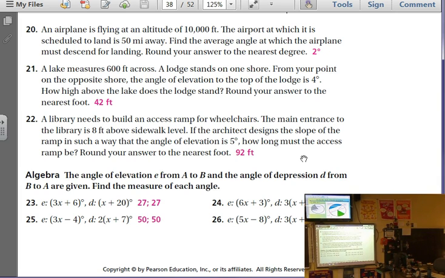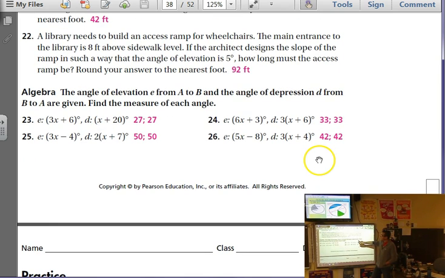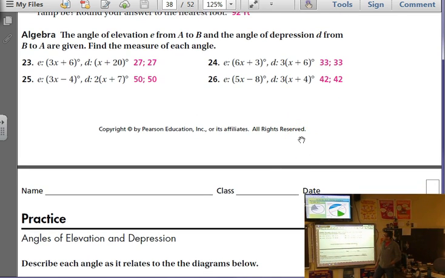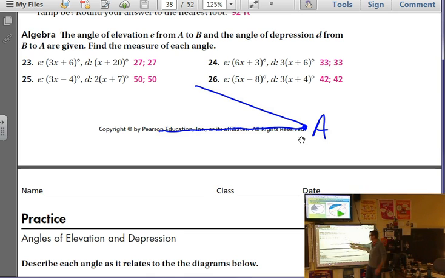I have questions about the last four. The last 4. The angle of elevation from A to B and the angle of depression D from B to A are given. Find the measures of each angle. So what we're going to want to do is kind of draw a picture to make this work. We elevate from A to B, and that makes angle E. If I use these words as my horizon, just to make life easy, I have no idea if we're drawing this to scale, because we don't know anything really yet. So do not trust what it looks like, trust the math that we do. And this is angle E.